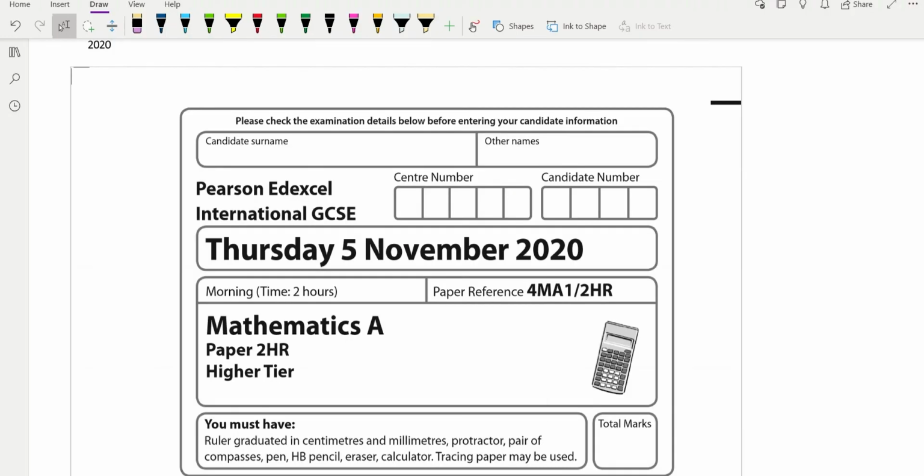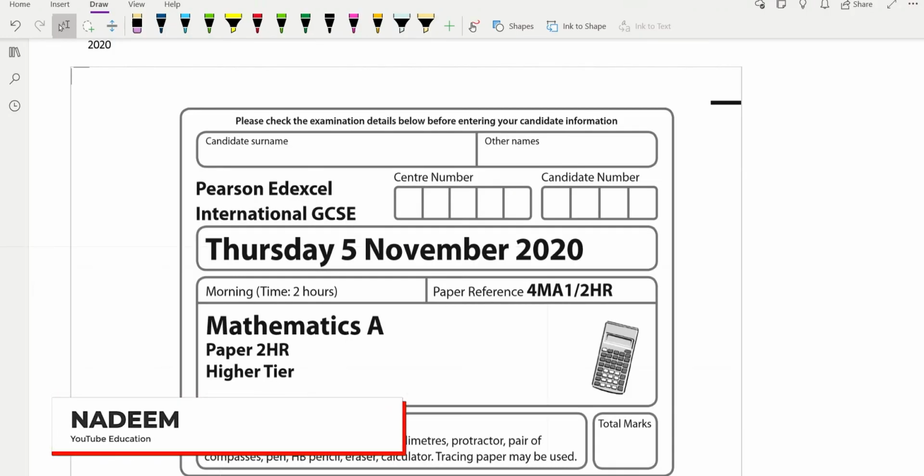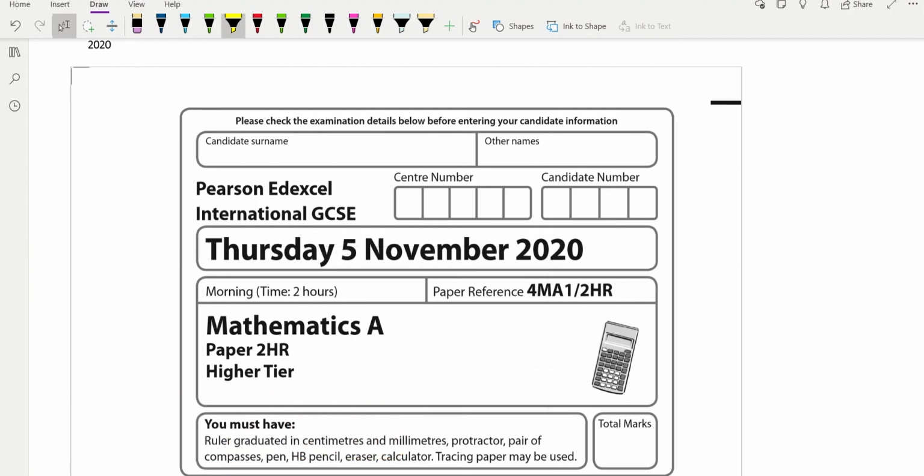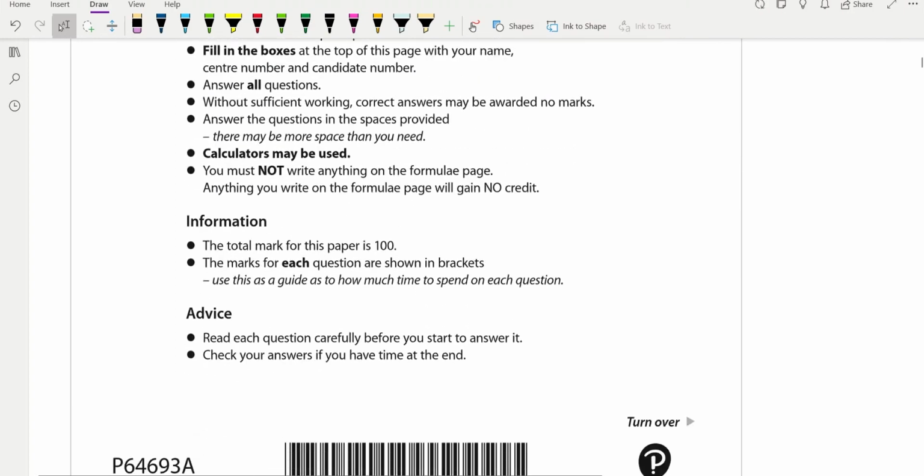Hello everyone. Today we'll be going through Mathematics A International GCSE Pearson Edexcel 4MA1 2HR. So this is the detail of the paper, November 2020. Let us move to question number 1.